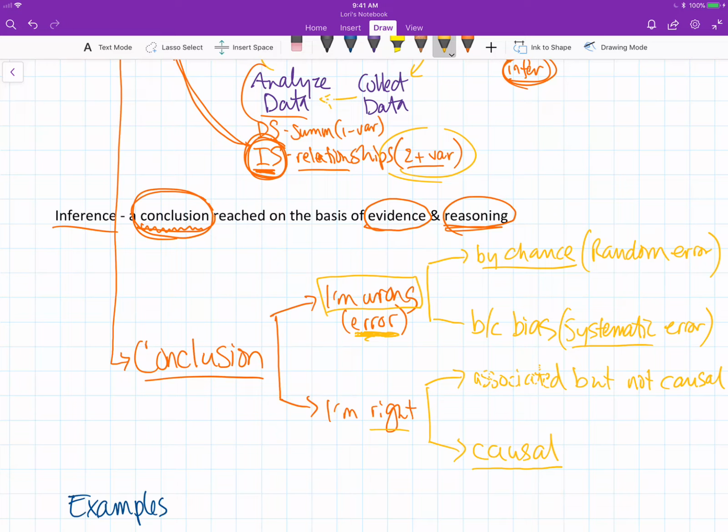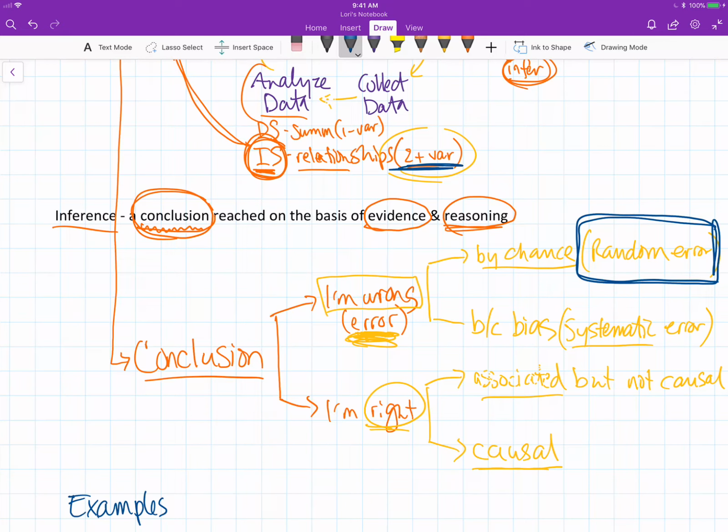So I could be wrong, I could be making an error, I could be right, we hope for that. It could be associated or it could be causal. So for the purposes of statistical inference and hypothesis testing, we live right here. This is what we're talking about. We're talking about why could random error infiltrate our particular study. So we talked about the fact that we're looking at two or more variables together.